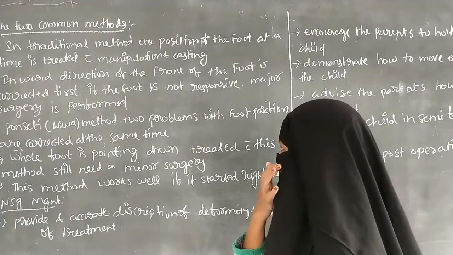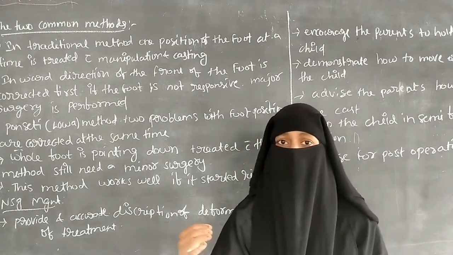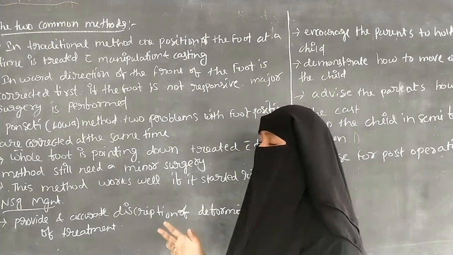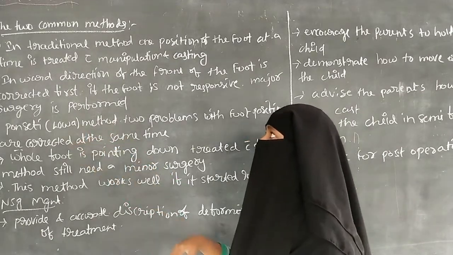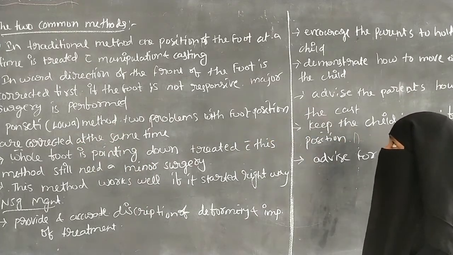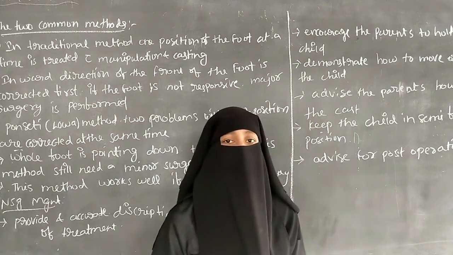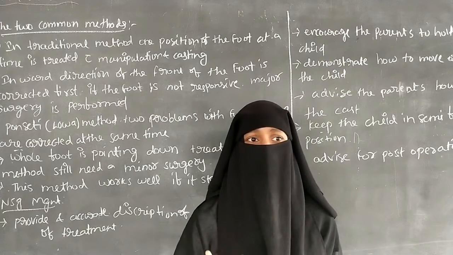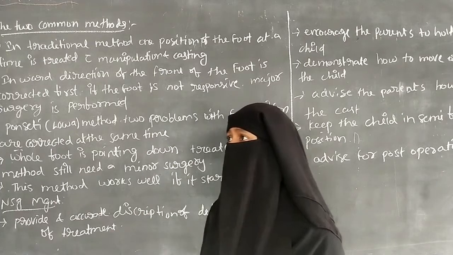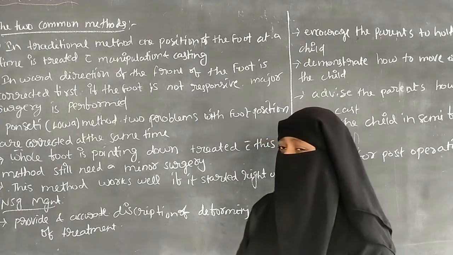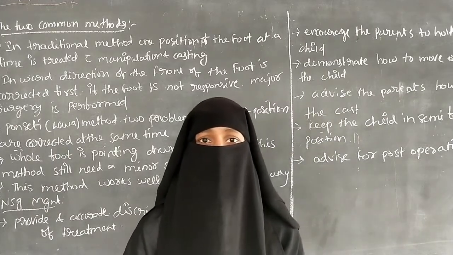Next, two common methods are included in the management. By these methods we can treat the clubfoot. These two methods are the traditional method and the Ponseti method, also known as the Iowa method. In the traditional method, one position of the foot at a time is treated with manipulation and casting. By manipulation, the clubfoot can be kept in a normal position, and by casting we can support the affected foot.